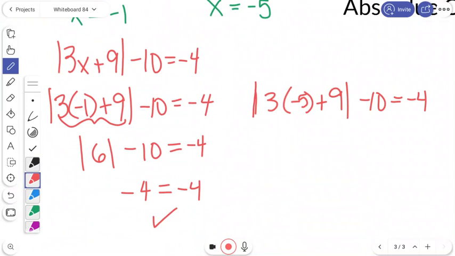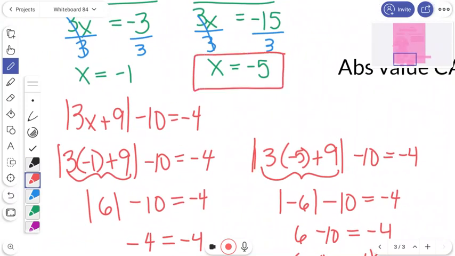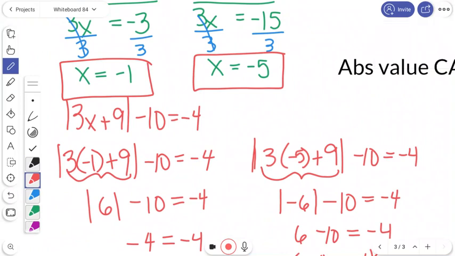What is 3 times negative 5? That gives us negative 15. So negative 15 plus 9 gives us negative 6. So this is the absolute value of negative 6 minus 10 should give us negative 4. Well, what is the absolute value of negative 6? How many steps from 0 is negative 6? Well, 6. 6 minus 10 should equal negative 4. Is that the case? Yes. Negative 4 equals negative 4. That's true. That tells us both of our answers are correct. Neither one of them are extraneous. They are both correct. Okay?